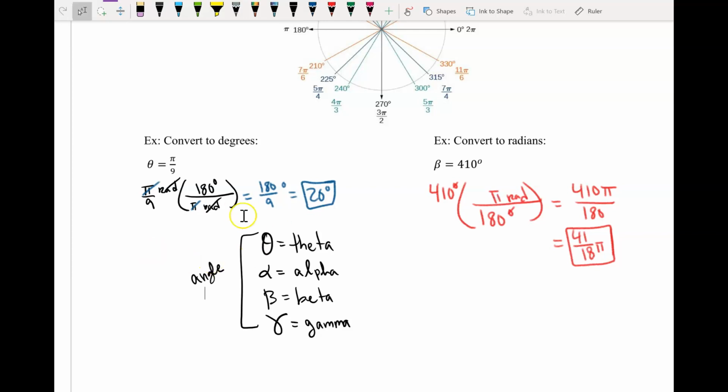It's the same thing as theta, just like how we have x's, y's, z's, t's to represent different variables. We also have different variables for angles, and typically we have them as Greek letters. Sometimes you'll be using t for an angle measurement, or of course we'll use x as well. All right.